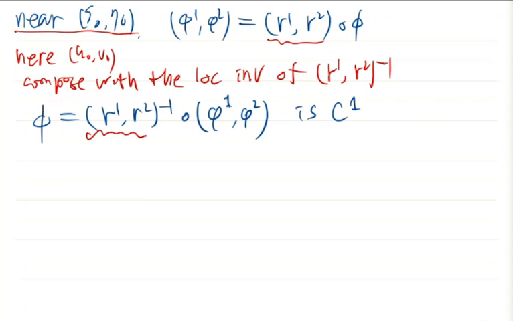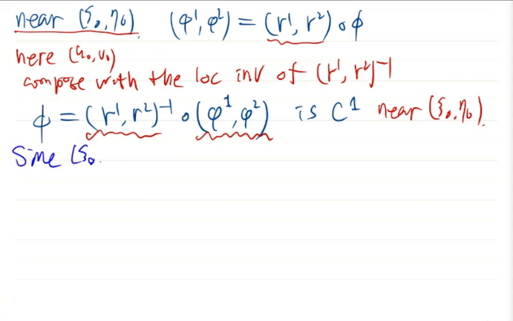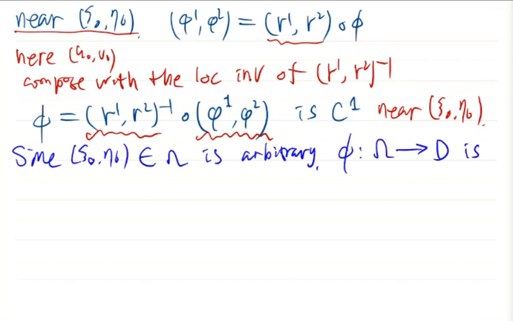Both maps are C1 maps, continuously differentiable. Therefore, their composition is also continuously differentiable near our cos 0, eta 0. Okay. But cos 0, eta 0 is taken arbitrarily from omega. So we conclude that since cos 0, eta 0 is arbitrary, we see that phi as a map from omega to D is C1.